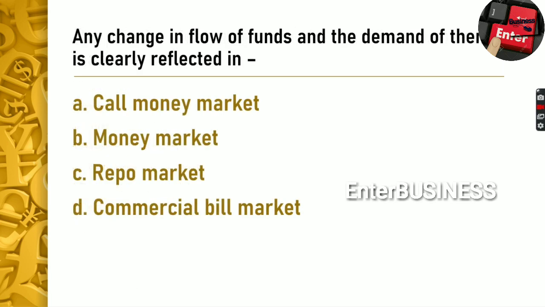And the next one is: any change in flow of funds and the demand for them is clearly reflected in what? Option A, call money market. Option B, money market. Option C, repo market. Option D, commercial bill market. The correct answer is call money market.